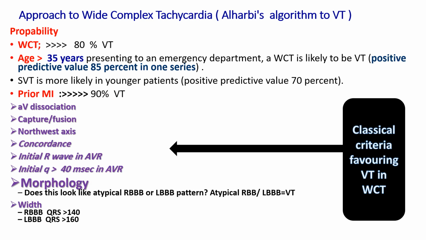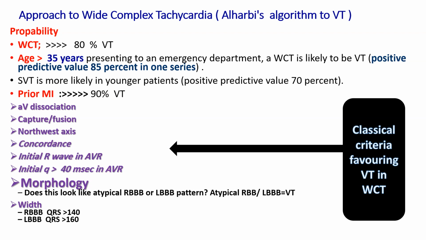So if we give you a history that the patient is presenting with wide complex tachycardia, before looking at the ECG, we are 90% dealing with ventricular tachycardia. Other features that are helpful: AV dissociation, which is very specific for ventricular tachycardia. Then capture and fusion beats, then northwest axis, identified by the presence of a negative complex in lead 1 and lead aVF. Concordance means all the recorded leads are either positive or negative.